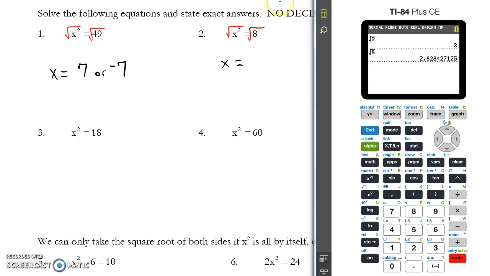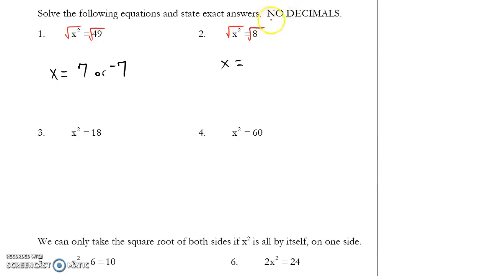I do not want decimals. You can see it straight in the directions here. No decimals. That means I need you to simplify this square root, just like we did in our previous video. 8 is 2 times 4. That's 2 times 2 times 2. That's all inside the square root. But we do want a positive negative in front of this. Because it's an equation, we need to keep that.